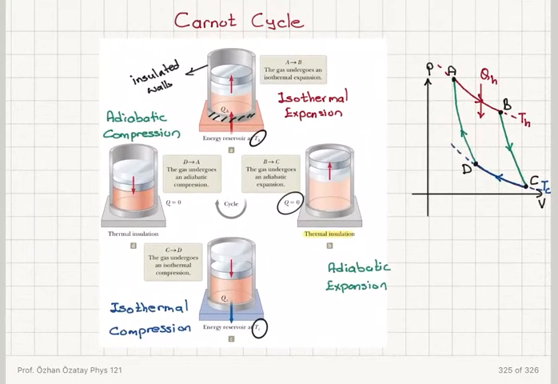So what is going on in this process? Obviously no heat exchange with the environment. However, we are generating an area in the PV diagram, so therefore there will be a work done, W BC. And then we're going to go through an isothermal compression process.